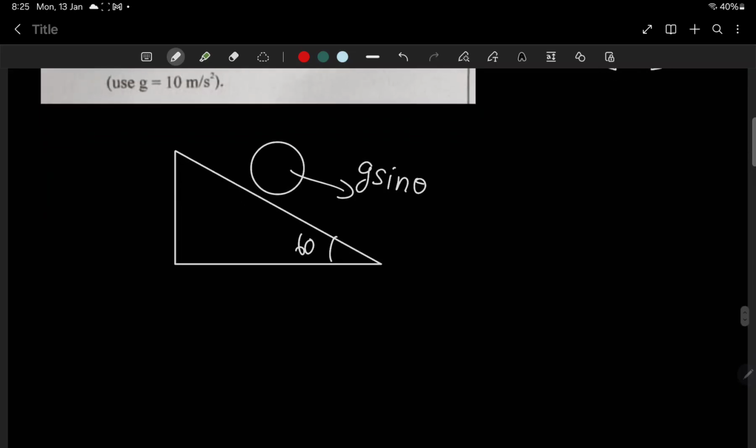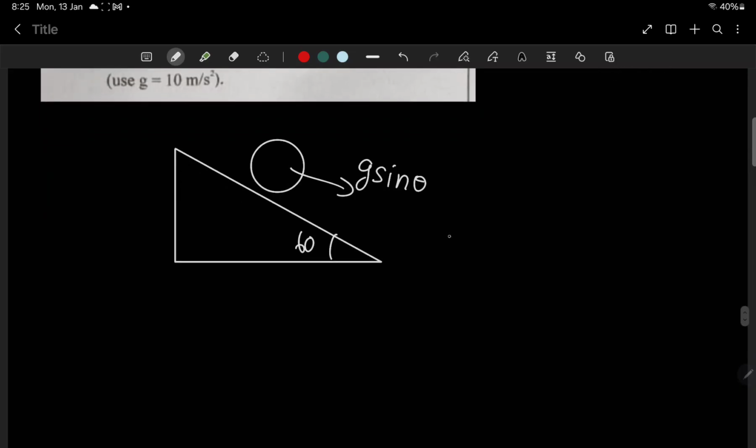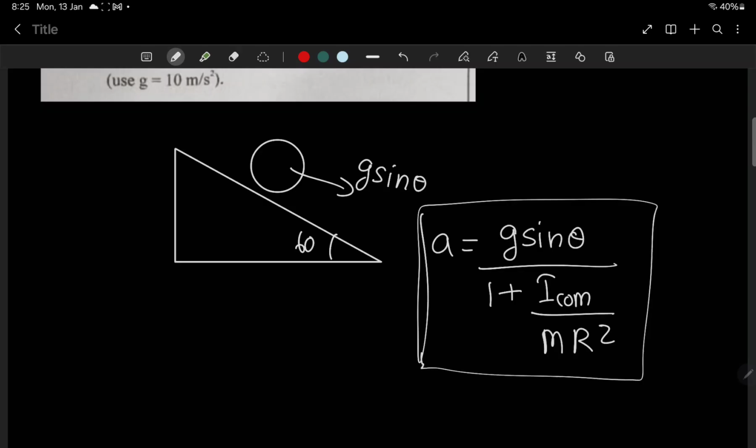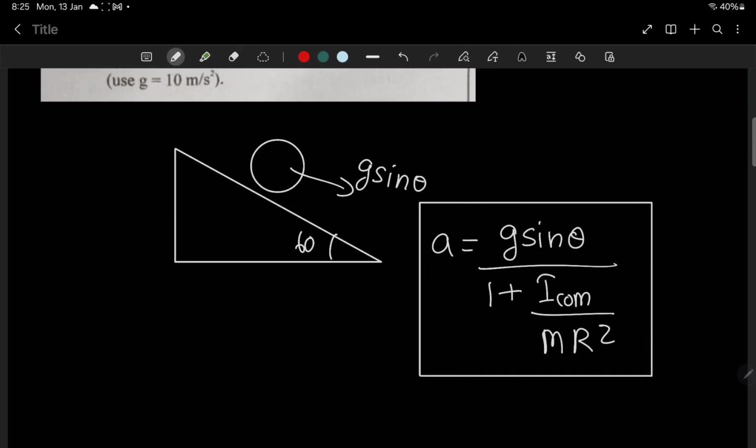For a rolling body, the acceleration is equal to g sin theta by 1 plus moment of inertia along the center of mass by mr square. This formula please learn by heart. Direct questions can be asked. Acceleration is equal to g sin theta by 1 plus I com by mr square.